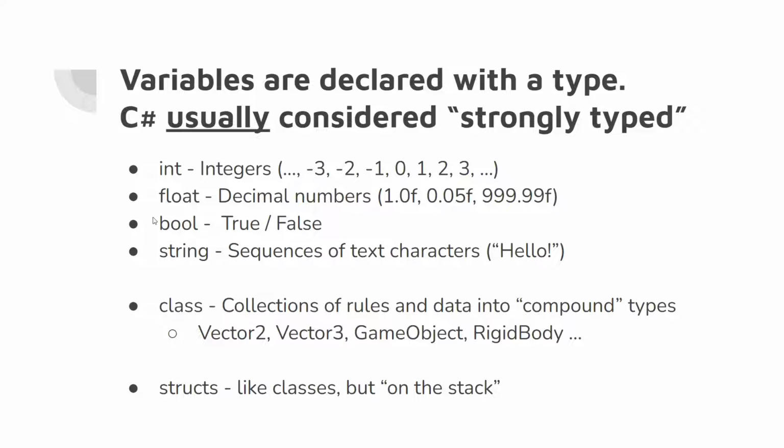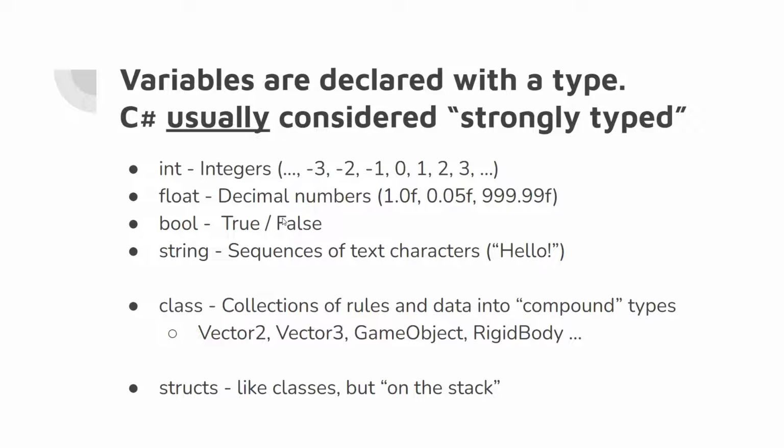Painful, but it's true. We have bools, which are the simplest variable type, in that they are either true or false. They're either right or wrong. You can think of them as 0 and 1, but that's all there is to it.